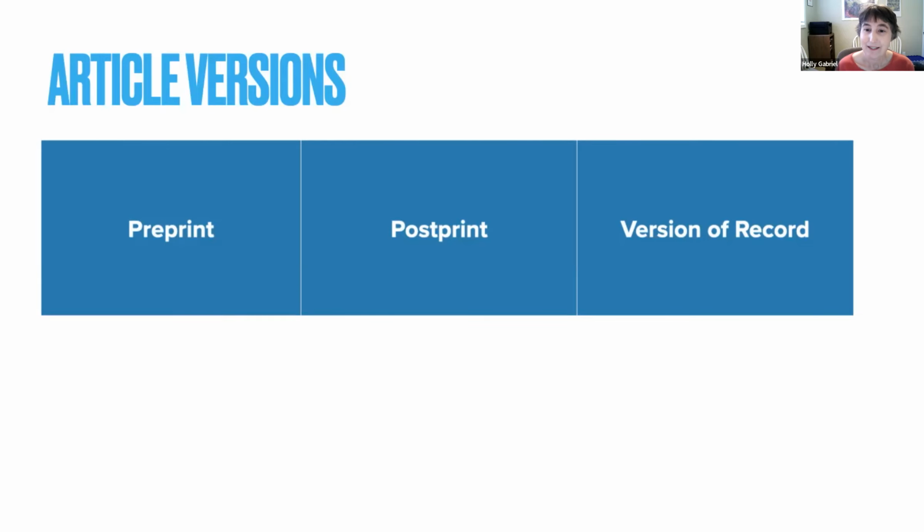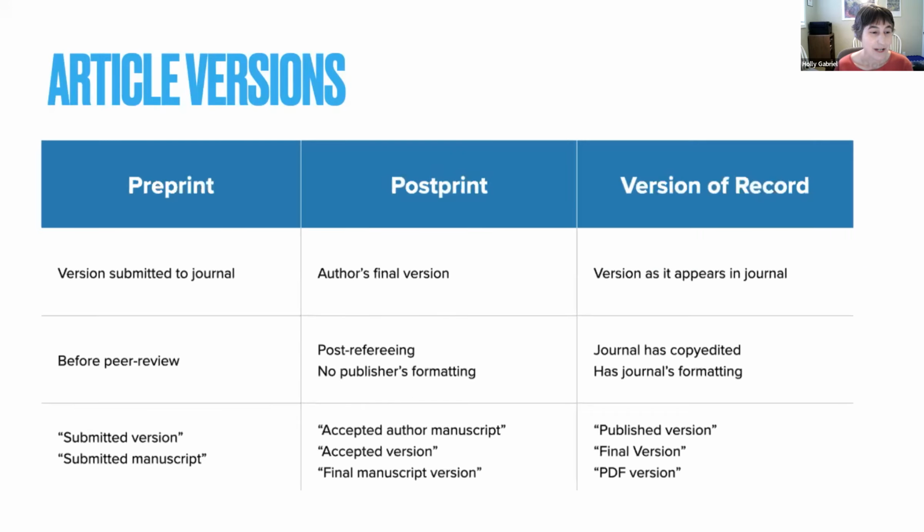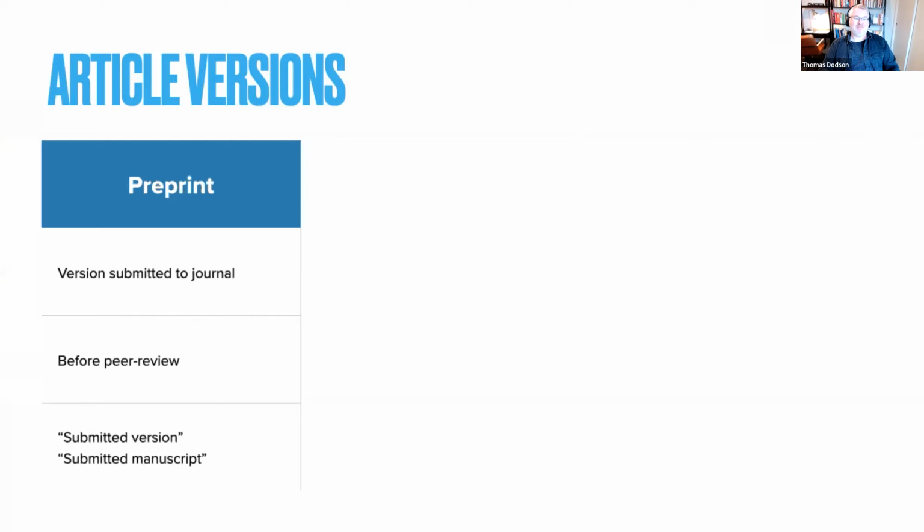Okay, next slide, Tom. So characteristics, whoops. Sorry. No problem. There you go. The characteristics of a preprint, like Kimberly said, include the preprint is the version submitted to a journal by the author. It's before the peer-reviewed process, and it's often called the submitted version or the submitted manuscript. The next item is a postprint.